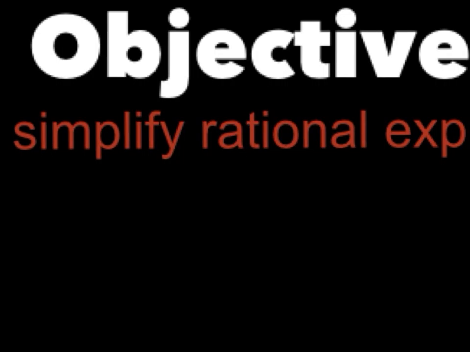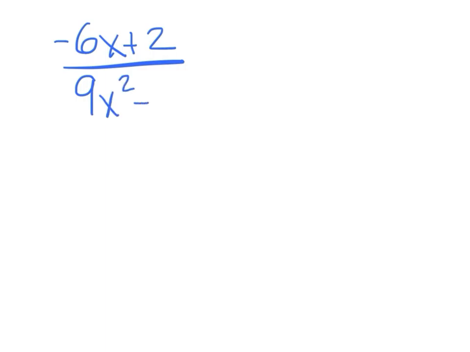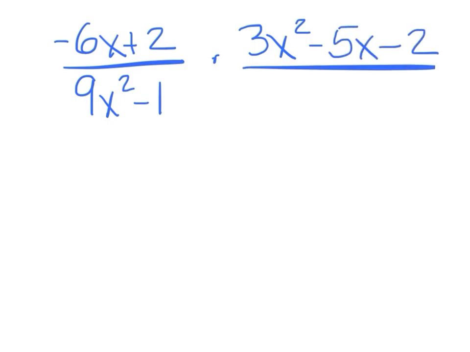To simplify rational expressions, we'll try to review some of the stuff we've done up to this point. Here's an example. Let's see, we'll make this one negative 6x plus 2 over 9x squared minus 1 times 3x squared minus 5x minus 2 over x squared minus 4.